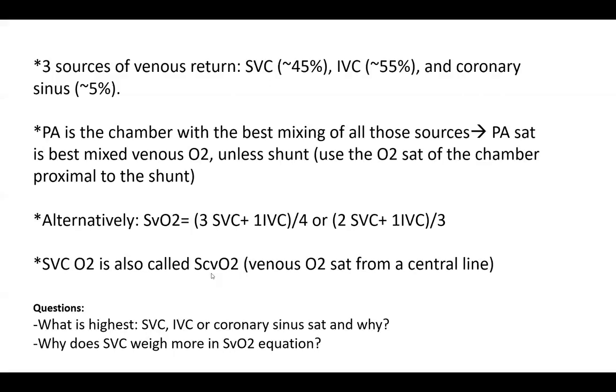Now, why does this equation give more weight to the SVC rather than the IVC? That's one question. Another question is, maybe start by answering that one. What is the highest venous O2 sat, SVC, IVC, or coronary sinus? So I mentioned already, coronary sinus sat is the lowest. Okay, it's only 30, 40%. How about between SVC and IVC? Which one is the lowest oxygen saturation? Which one of the two is lower? SVC is lower. Yes, that's true.